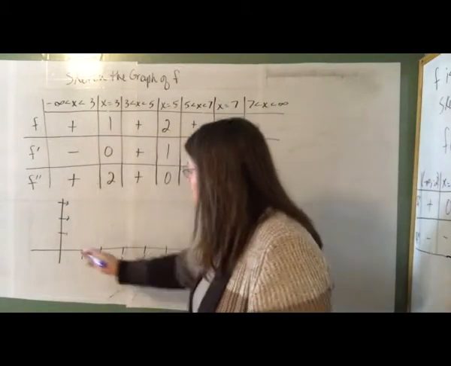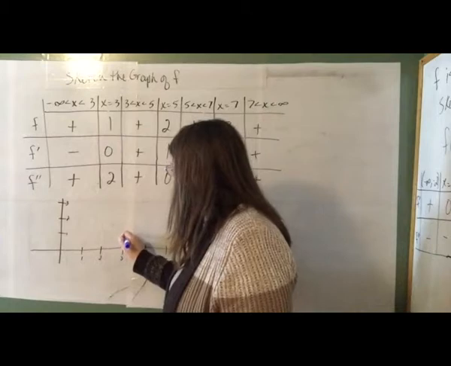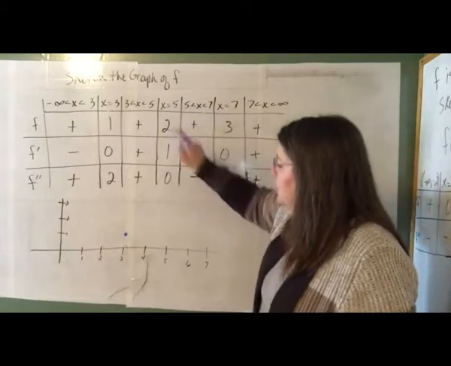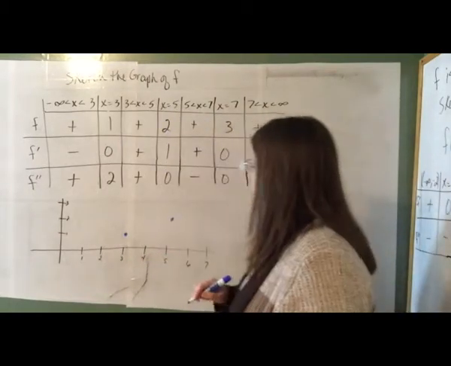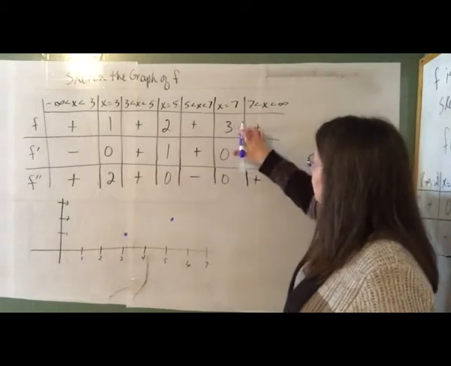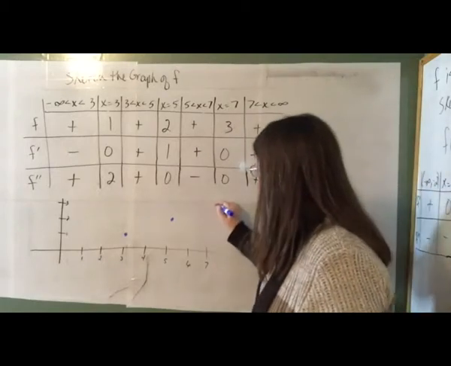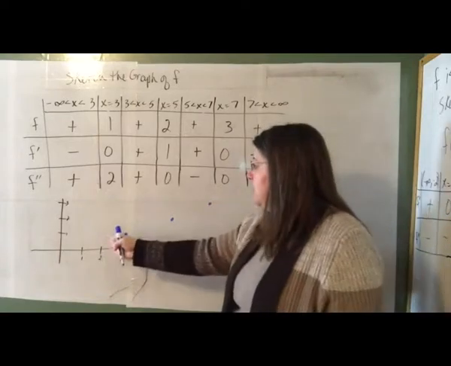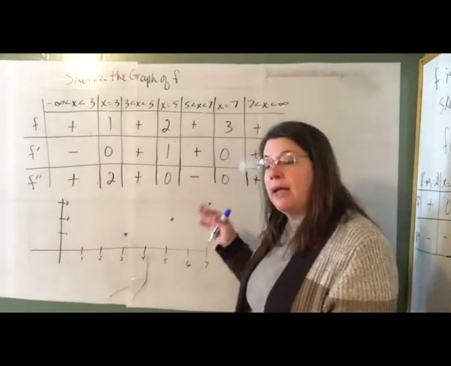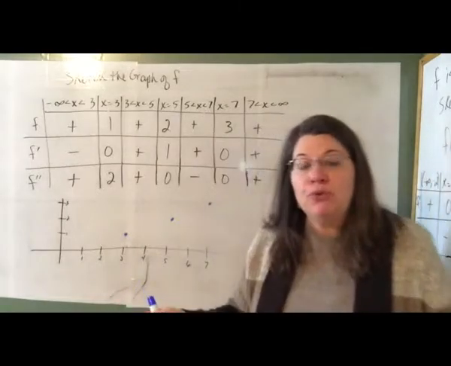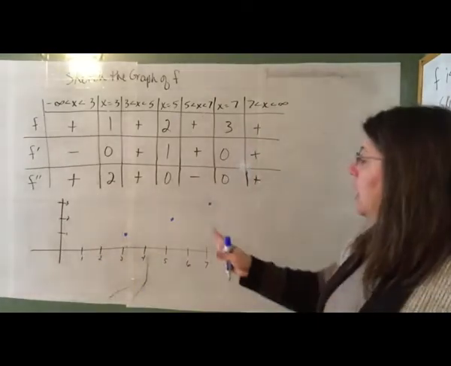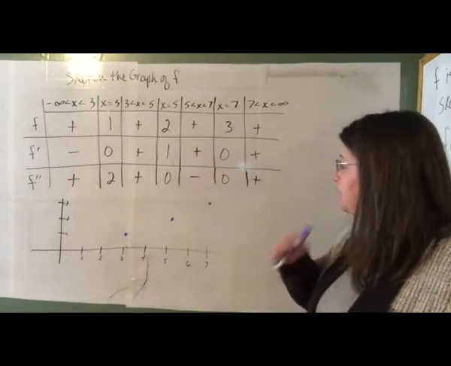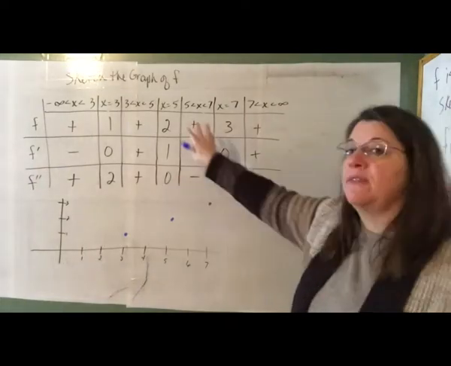So I know the ordered pair (3, 1) is on my graph. I know (5, 2) is also on my graph. And I know that (7, 3) is on my graph. (7, 3) is right here. So it appears that my graph is continually increasing. Okay? To determine if that's the truth, we'll have to look and see what the rest of the information is telling us.